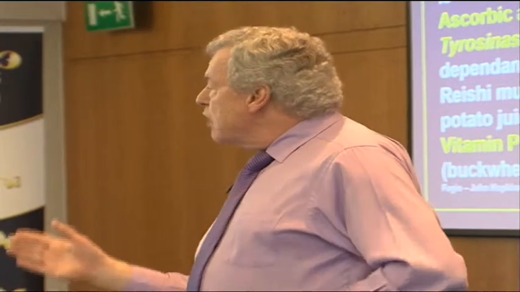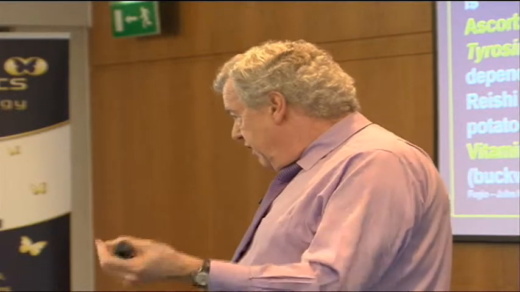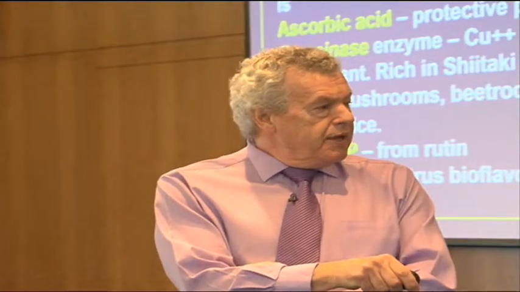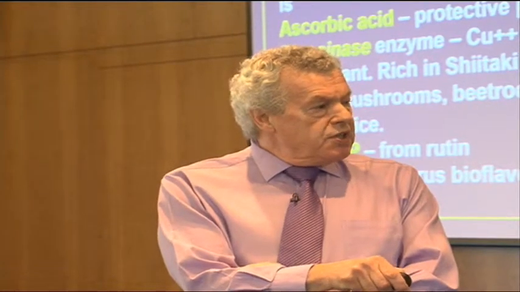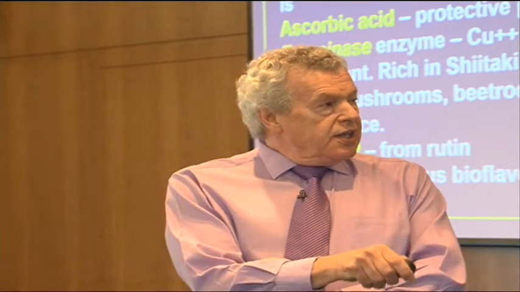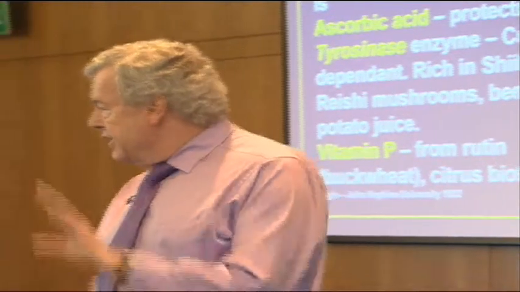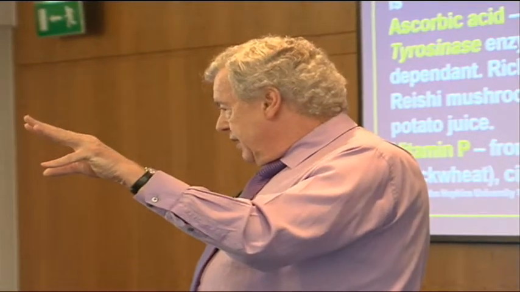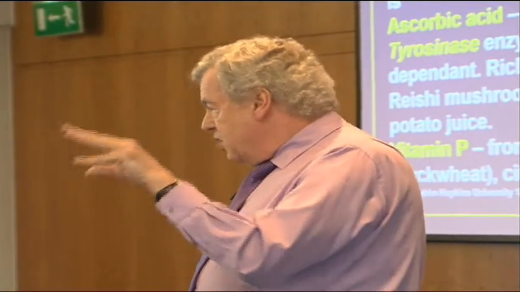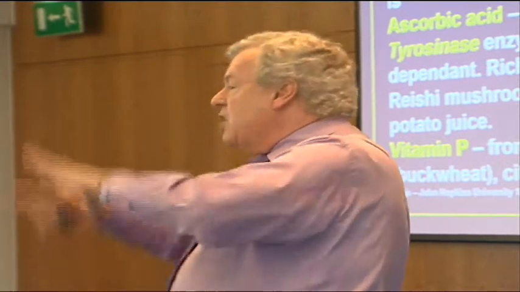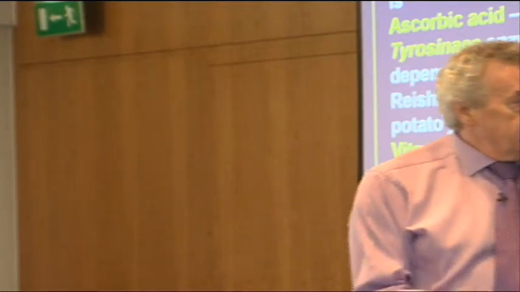Now, I've talked about potato juice before, a very rich source of tyrosinase and a very rich source of protein. And that's where they extracted tyrosinase first of all and discovered it was a copper-dependent enzyme. And it was written by Fabio at Johns Hopkins University in 1932 that tyrosinase was recognized to be the active part of vitamin C. Vitamin C is not ascorbic acid. It's part of it. It's the protective part of the complex.